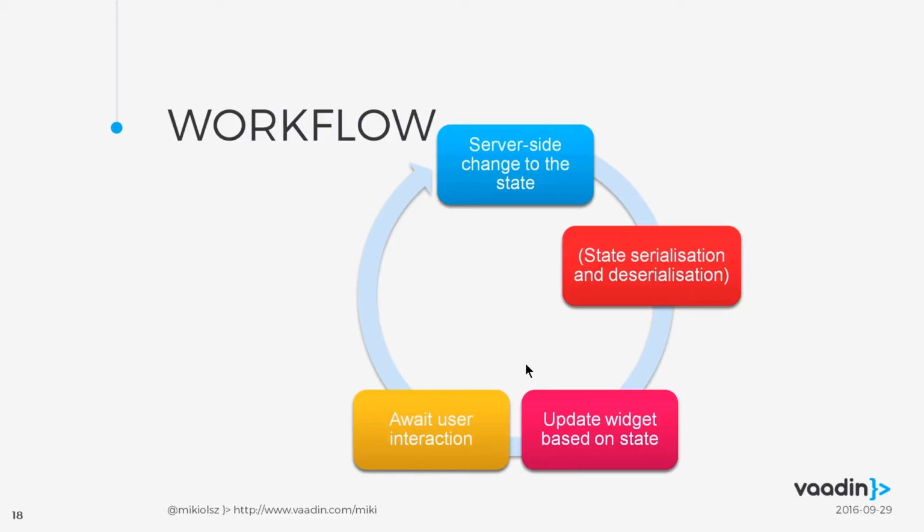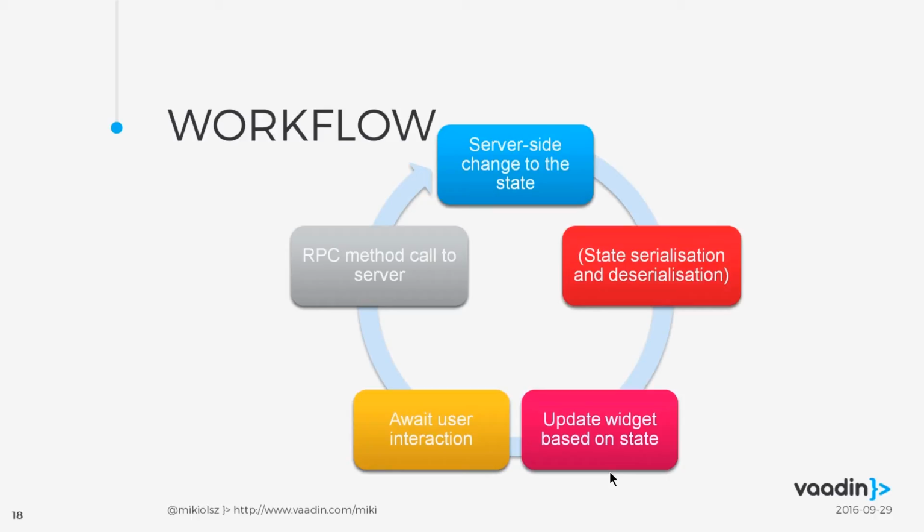And the user will probably do something which will invoke a method call to the server. So we are making a request to the server, which causes the server side to change the state of the widget, which causes state serialization and deserialization and so on, which updates the widget based on the state, and that continues until we close the browser window actually. This is the kind of flow that happens in each component.